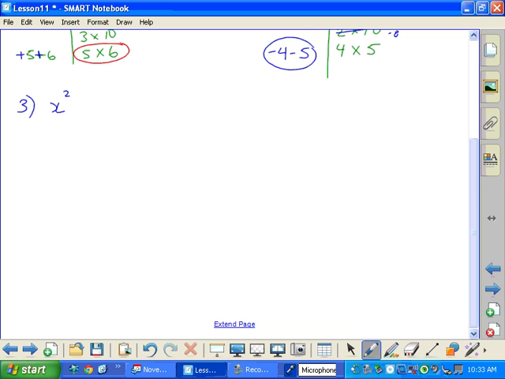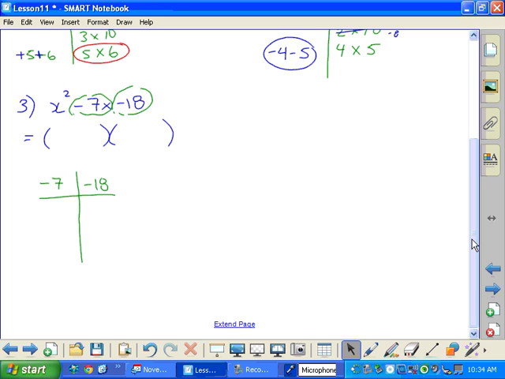So x squared minus 7x minus 18. I know it's a simple trinomial. The reason I know it's a simple trinomial is because it's not common, it's not a difference of squares, it's not a perfect square. So this is the next one I'm trying. So again, it's got to add to -7. Okay. And it's going to multiply to -18. Now if it's going to multiply to -18, that means my two numbers are probably going to be different signs.